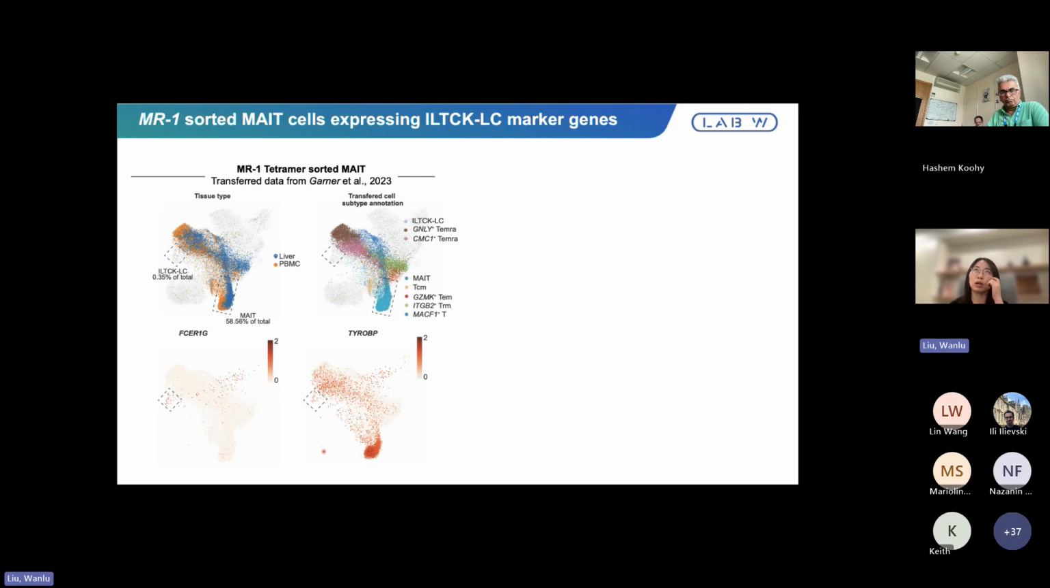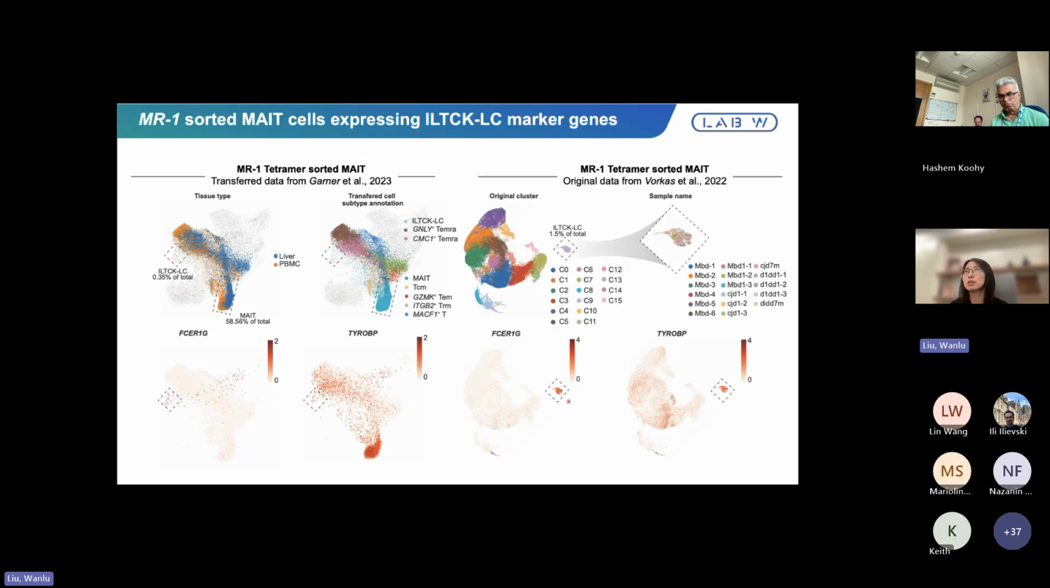So we looked into published MAIT cells sorted with the MR1 tetramer, which are MAIT cells with known antigen specificities. We transferred the published data onto our reference map, and we can identify a proportion of those MAIT cells that is actually expressing both FCER1G and TRBP. This means those are MAIT cells, but they may exhibit different phenotypic diversities. This is also confirmed by another MR1 tetramer sorted MAIT cell single-cell RNA-seq study, where in their original UMAP, you can see they identified part of the cell clusters that they did not know what it was before.